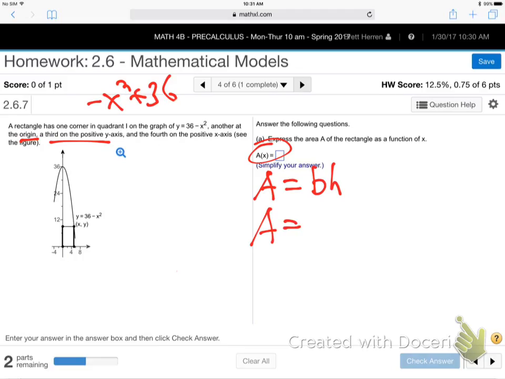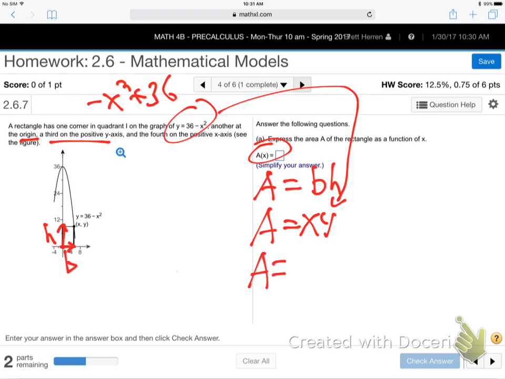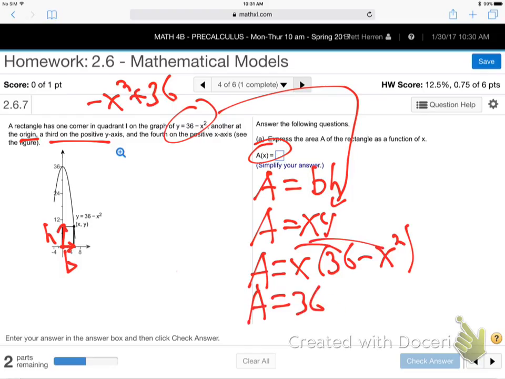So what are the base and height? We got a base here and a height there. So what's the base? That's just x again, right? Because x is how far over from the origin. And the height is just y again, isn't it? And then you know what to do. There's the y. Plug in. This is getting easy now, right? So x times 36 minus x squared. Distribute. 36x minus x cubed. There's our formula. So that's going to be part 1.